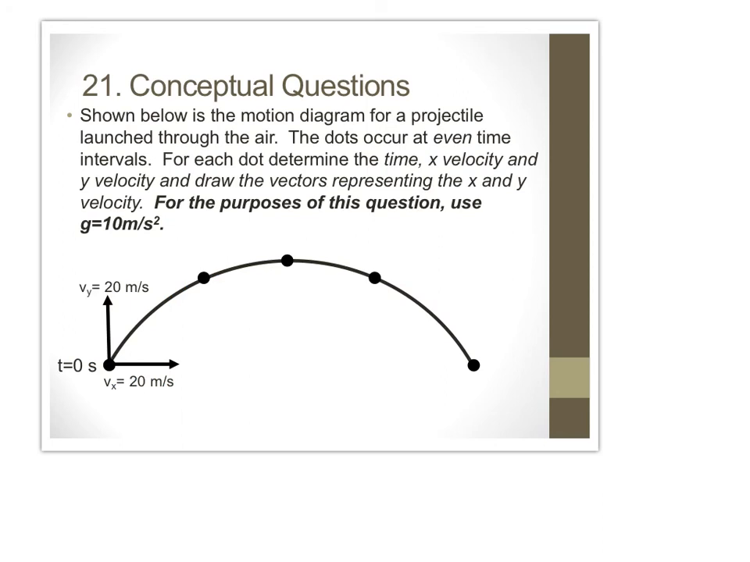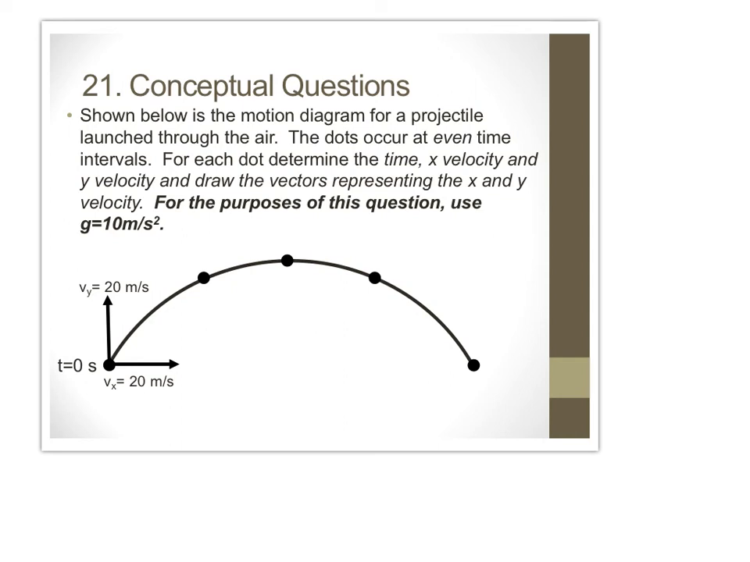For this next one, we have a conceptual problem where an object is launched with 20 meters per second of y velocity and 20 meters per second of x velocity. And then we want to know the time, x velocity, and y velocity of the object at a bunch of different points in time as it moves through its launch.